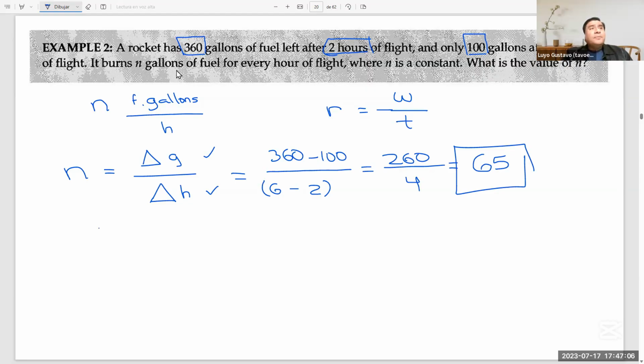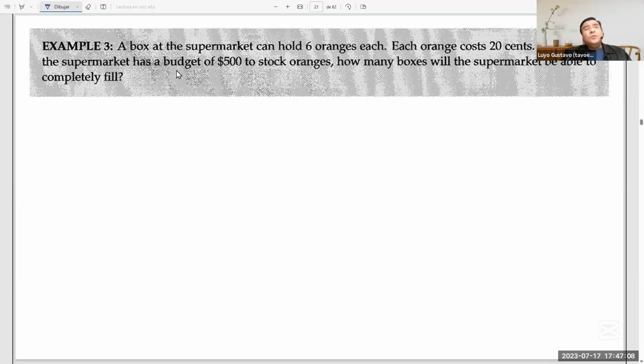Question 3. A box at a supermarket can hold 6 oranges each. Each orange costs 20 cents. Given that the supermarket has a budget of $500 to stock oranges, how many boxes will the supermarket be able to completely fill? So notice, right? We want to map money, $500, to a number of boxes.